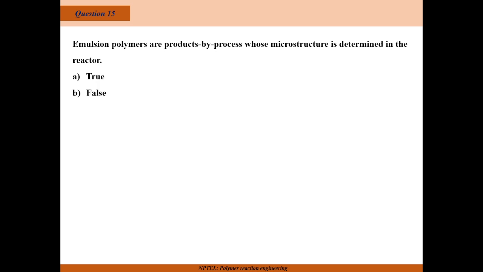Emulsion polymers are products by process whose microstructure is determined in the reactor. So this is the statement, product by process. Is it a proper definition for emulsion polymers? Product by process means the product is determined by the process by which it is made. So is it a true statement or a false statement?